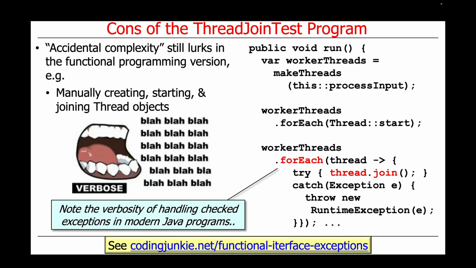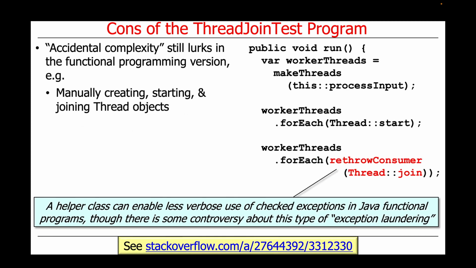Another accidental complexity can occur when we try to join with the threads using the Java for-each method. Note the verbosity of handling checked exceptions in modern Java programs. A helper class can provide methods, such as the rethrow consumer adapter function shown here wrapping ThreadJoin, that enable less verbose use of checked exceptions in Java functional programs. Although there is some controversy about this type of exception laundering, please see the link at the bottom of the slide for more discussion of this approach and its pros and cons.